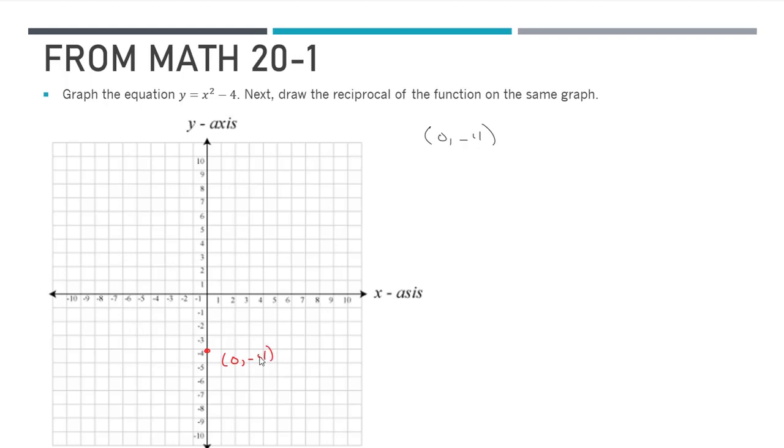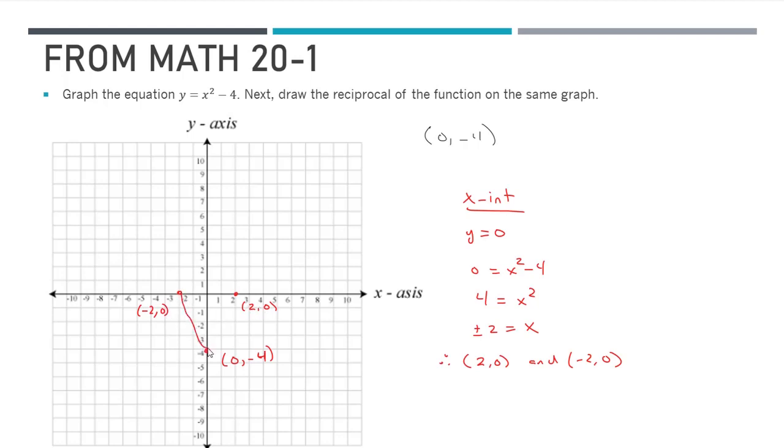And our other important point is going to be, because this is luckily on the y-intercept, we want our x-intercepts. So we'll do x-int, and we're going to have y equaling 0. So 0 equals x squared minus 4. Add 4 to both sides and square root. So you get plus or minus 2 equals x. So therefore we have 2 points. They are at 2, 0 and -2, 0. So we go and plot those points. So 2, 0, -2, 0. And we have our parabola.